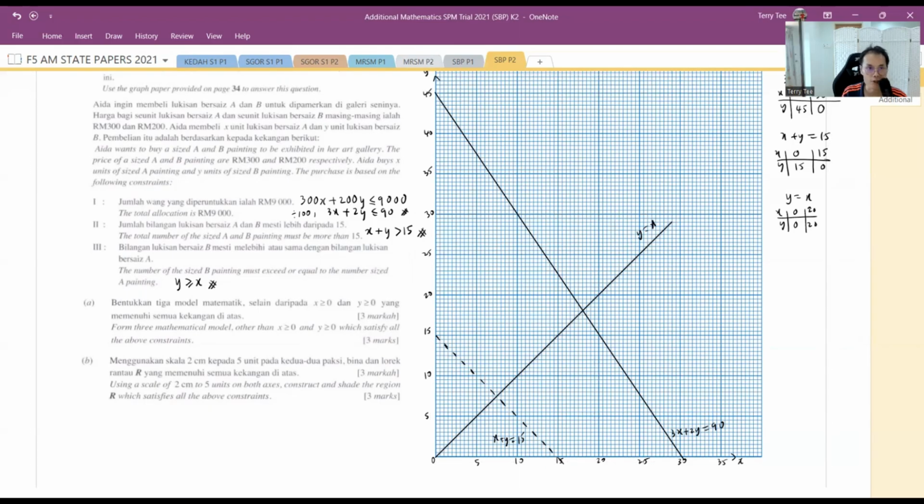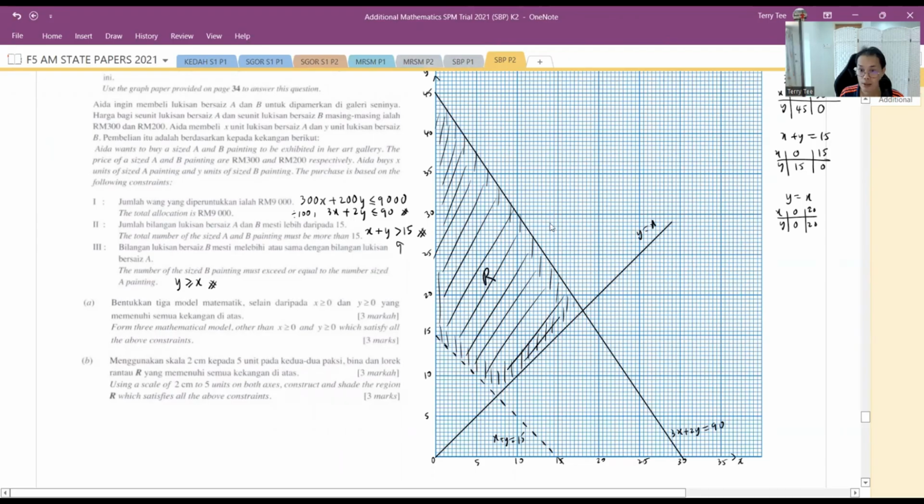So we're going to shade the region. First of all, 3x plus 2y is less than or equal to 90, so it's below this line. Number 2, it must be above x plus y equals 15. Since it's greater than, it is a dotted line, not a solid line. Third one, y greater than or equal to x, so it's here. So your region of feasible solutions is here. Normally we use the symbol R to represent this. I'm done with this.